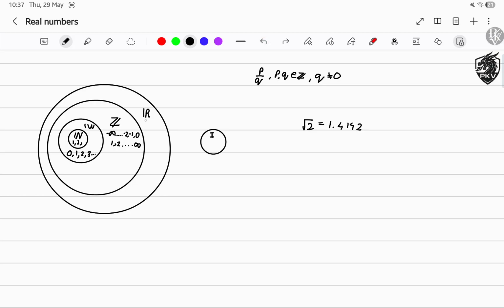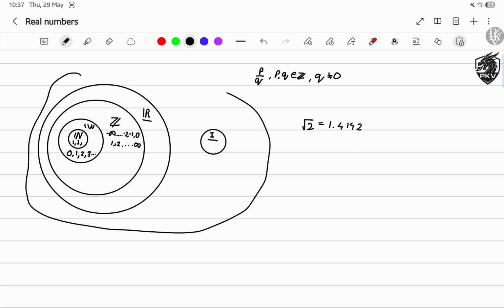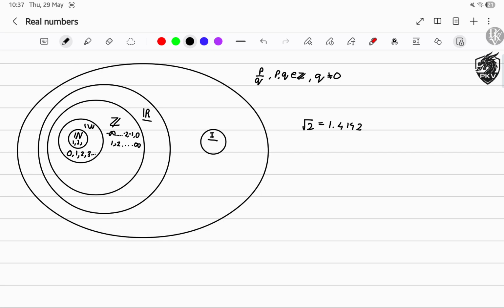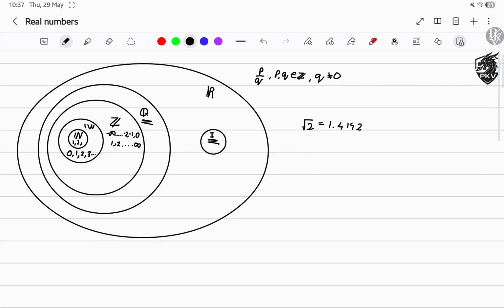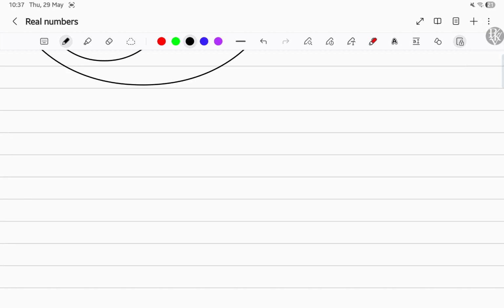Okay, so we covered rational numbers, then irrational numbers last year, and this year we are going to cover something called real numbers. Real numbers are something that includes both the rational numbers and the irrational numbers. Okay, and let's get started.